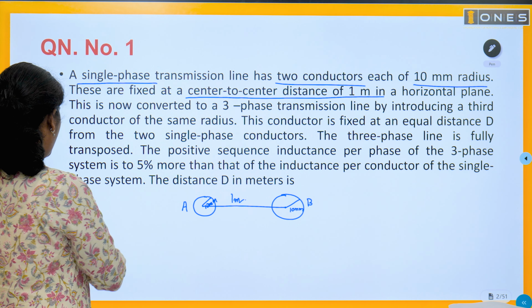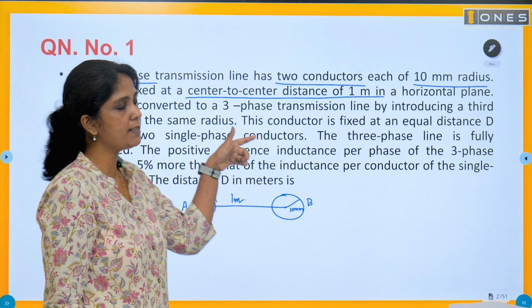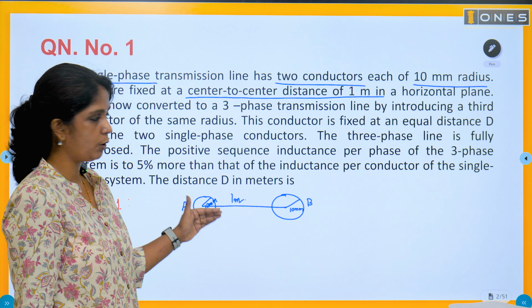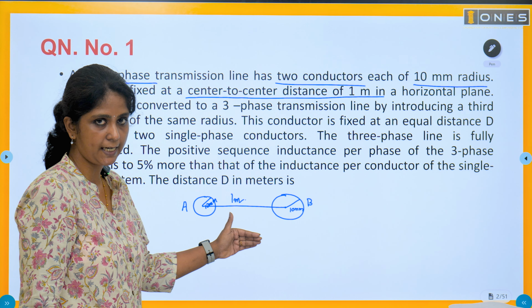We have a single phase transmission line. Now it is converted to a three phase transmission line by introducing a third conductor of the same radius.